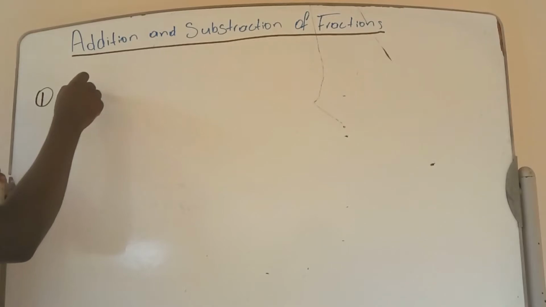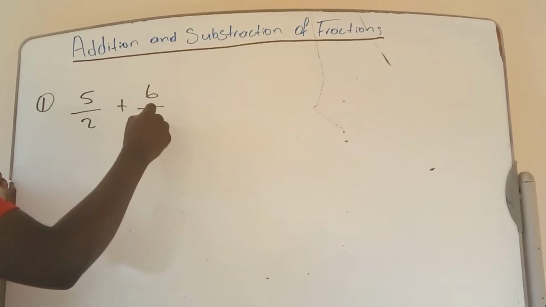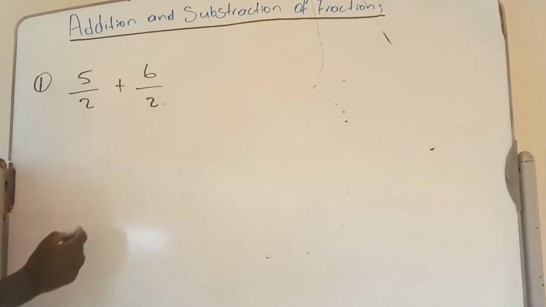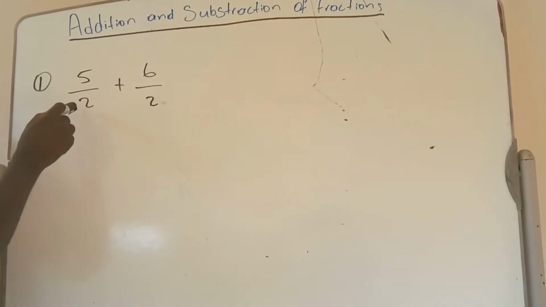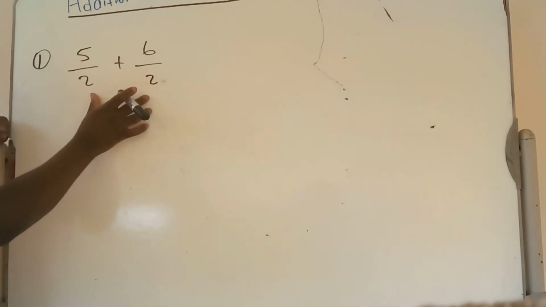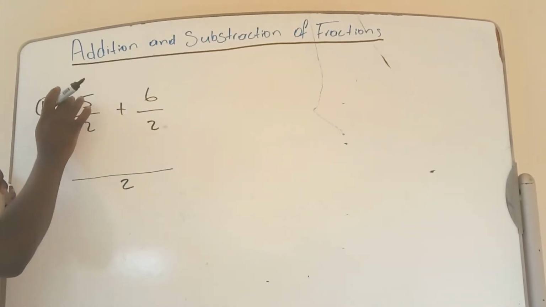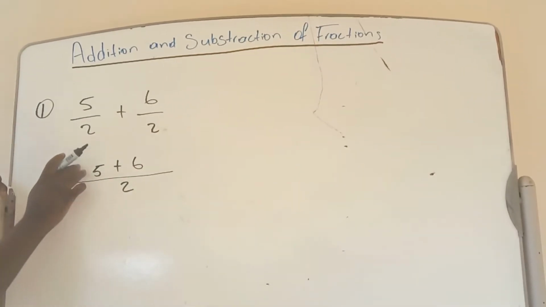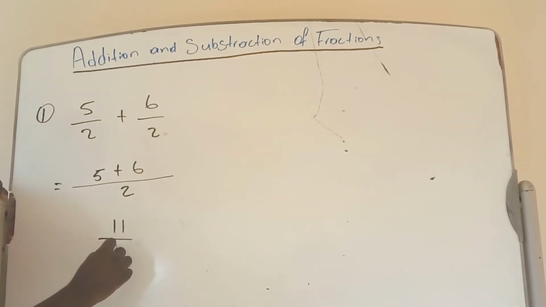Let's say we have a fraction which is 5 over 2 plus 6 over 2, and you are asked to add these two fractions. Note here that the denominator is 2 and the denominator here is 2. Once they have the same denominator, you need to keep the denominator, which is 2, and just simply add the numerators. So it is 5 plus 6. Now 5 plus 6 is 11. So this can be simplified down to 11 over 2.